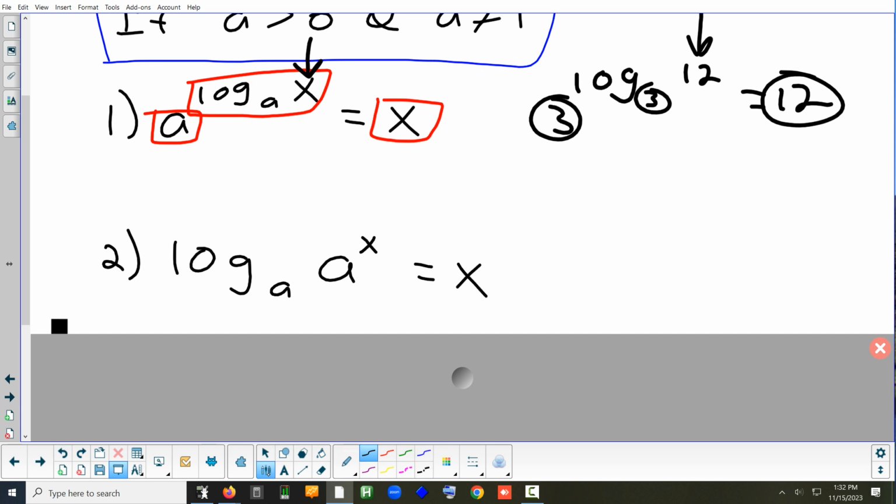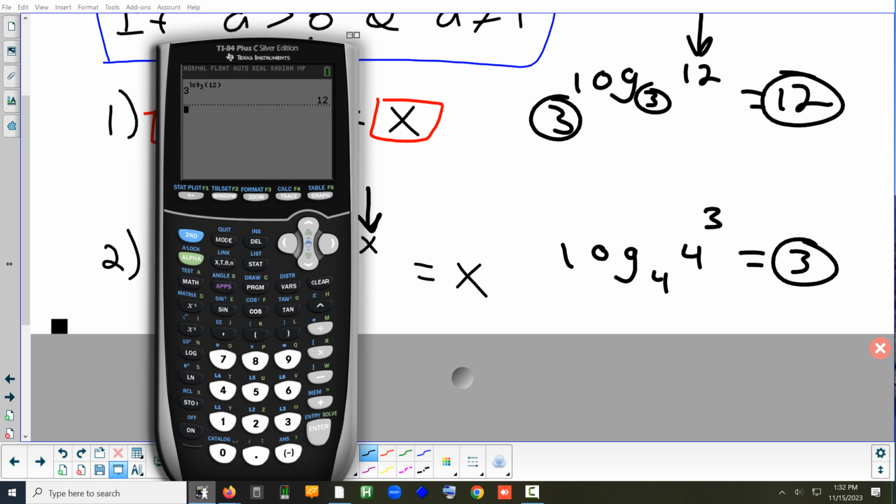And the pattern with this one is if these 2 numbers match, then the answer that you'll get is whatever is right there. So if you have log base 4 of 4 cubed. What do you think that would come out to? 3. Yeah, the answer would be 3. And I can type that in again, show you on the calculator, but it's going to take me longer just to type that in than it was to write 3. So we need log base 4 of 4 cubed. When I hit enter, it says that the answer is 3.